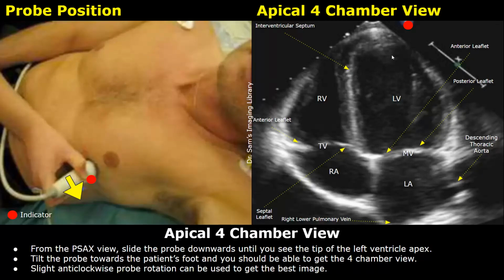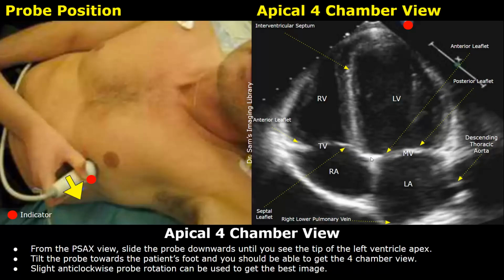The left atrium and ventricle are seen on the right side in the image, and the right atrium and ventricle are seen on the left side. The left atrium and ventricle are larger than the right atrium and ventricle. The mitral valve is seen between the left atrium and ventricle. The posterior mitral valve leaflet is attached to the left ventricle wall, and the anterior leaflet is attached to the interventricular septum.